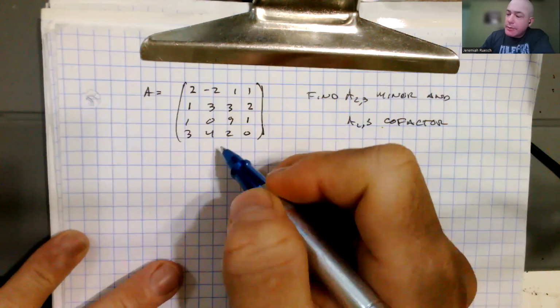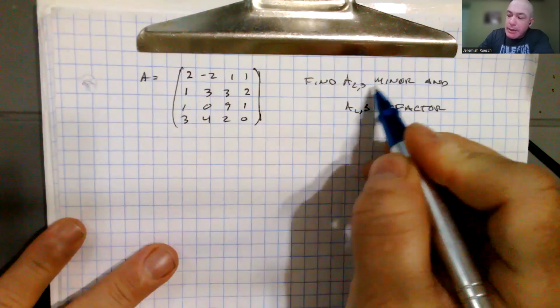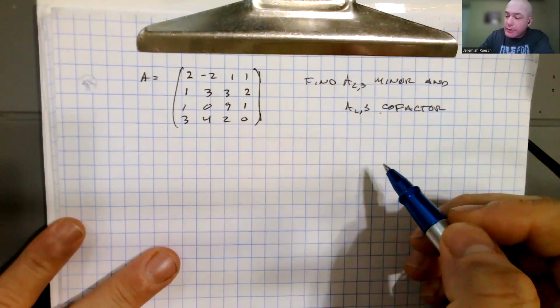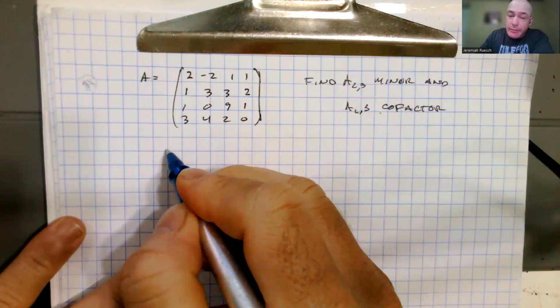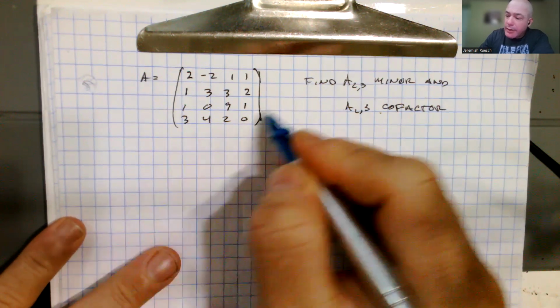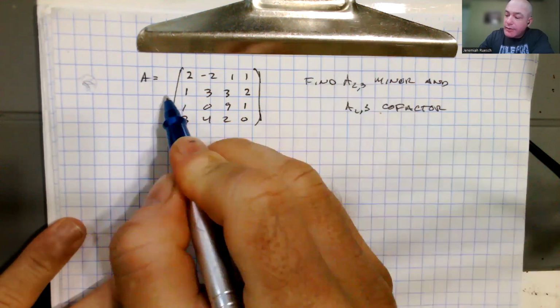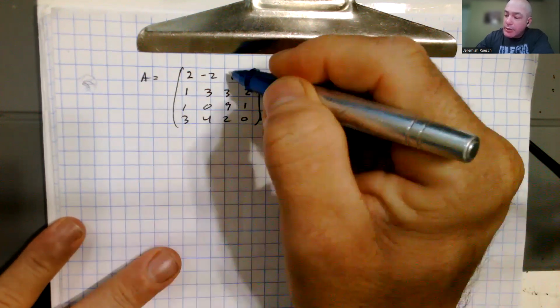So in this example, what we're going to try to do is find the minor of the square matrix and then also its cofactor expansion. So from the notes, we should see that to find the minor of A23, what we're looking for is the second row and the third column.